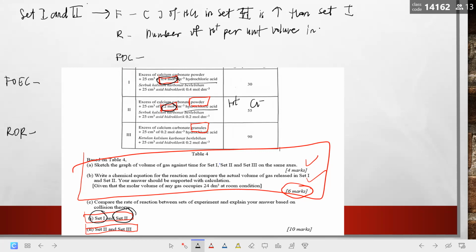Okay. In experiment, which experiment? 2. Okay, 2. Then increases. Cannot say the word increases when I'm comparing. The higher is higher. Okay, is higher. The number of hydrogen ions per unit volume in experiment 2 is higher than experiment 1. Excellent.